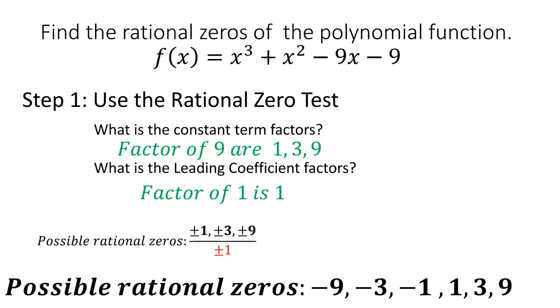A positive 3 divided by a positive 1 will give me a positive 3. A -3 divided by a positive 1 will give me a -3. A positive 9 divided by positive 1 will give me a positive 9. And a negative 9 divided by positive 1 will give me a negative 9. Now, when you do this, we don't write the duplicates. If we have the numbers already here, you don't have to write them again. Please do not include duplicates, or the computer will mark them wrong. Okay, so these are the possible zeros.